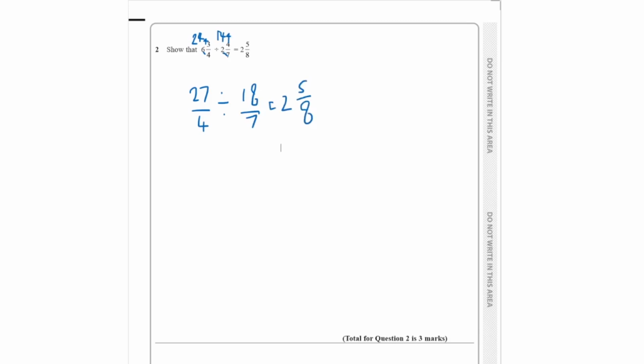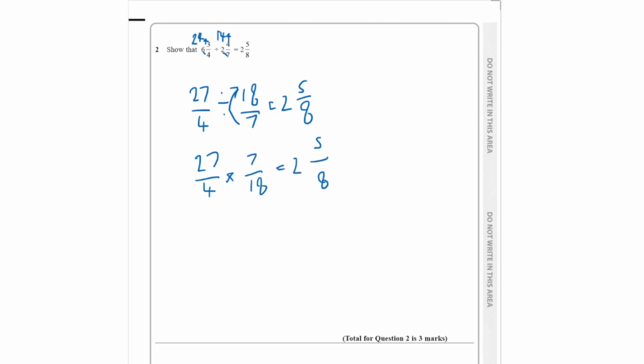When dividing fractions, we can simply find the reciprocal of the second fraction and multiply. 27 over 4 multiplied by, let's flip this to 7 over 18, is equal to 2 5/8.